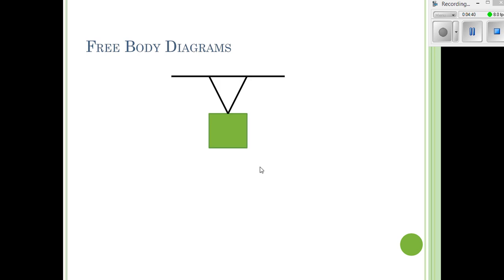Now if we have something hanging, we're still going to have gravity pulling down, but we don't have a normal force because there is no surface that the object is resting on. Instead, we have what's called a force of tension, that tension force. We're assuming there's some kind of rope or chain or something holding the object in the air. And since there's two of them, that means there are two tension forces.